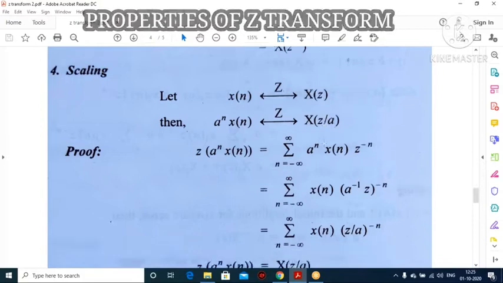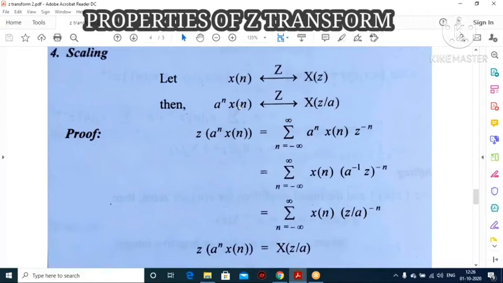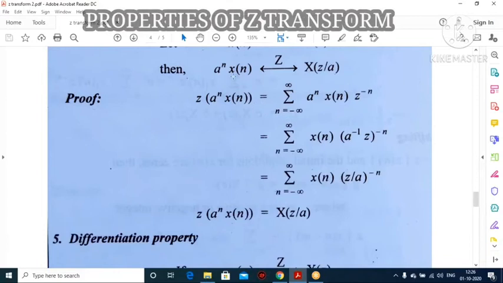So x of n means x of z. Here a power n is multiplied with your time domain. So after taking the z transform, we get x of z by a. Proof: z transform of a power n x of n is equal to summation n equal to minus infinity to plus infinity. Instead of x of n, I substitute a power n x of n, then z power minus n.